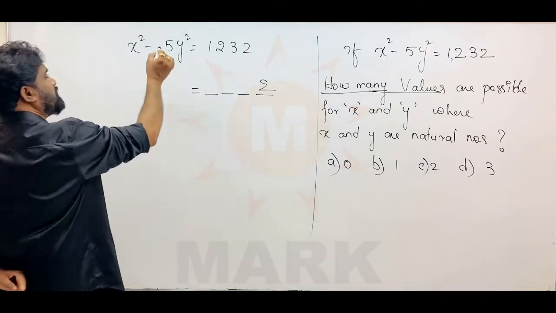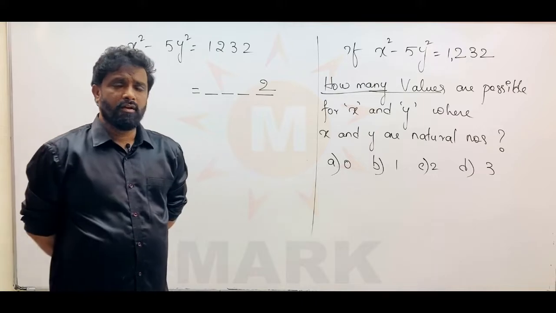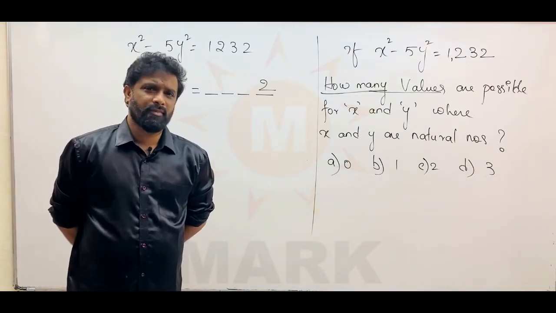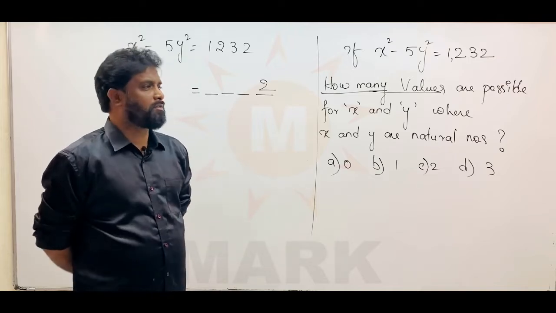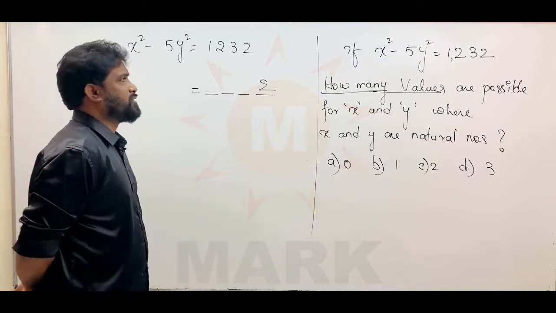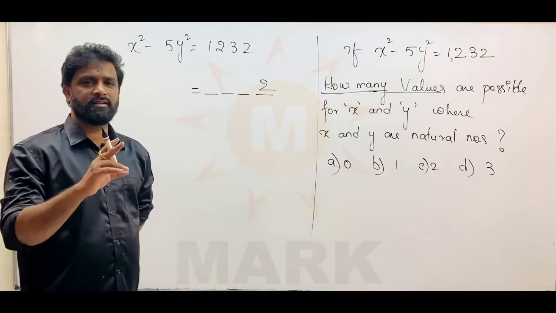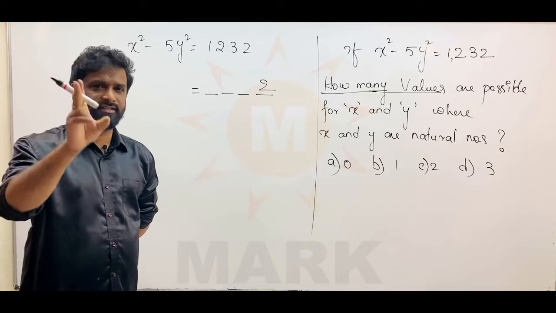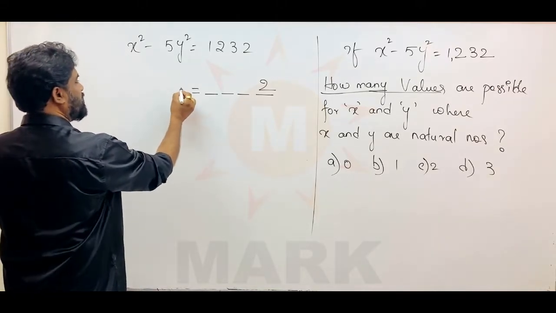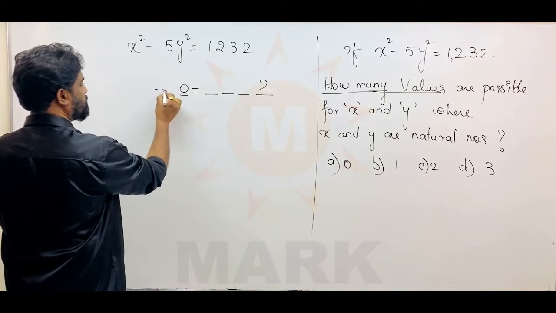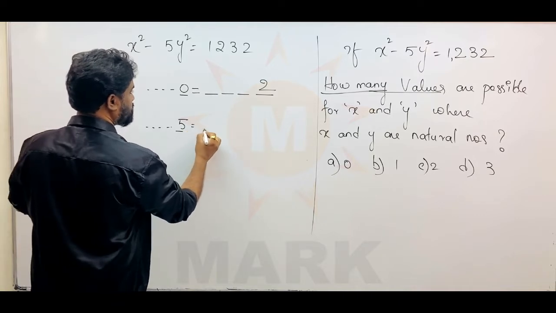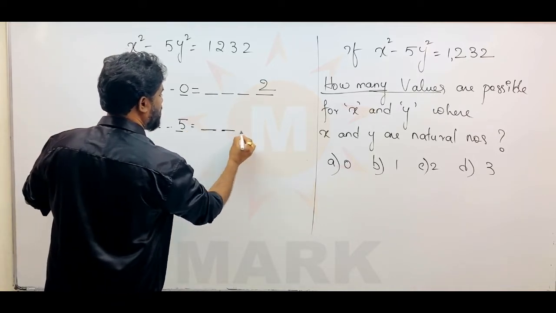Friends, first we will come to this 5y square section. You multiply any number with 5, whatever it is, square or cube or power 4 or whatever it is. If you are multiplying any natural number with 5, the last digit there can be only two numbers. Either it is 0 or it is 5. The product can have 0 in the last place, or it can have 5 in the last place. There is no other way.